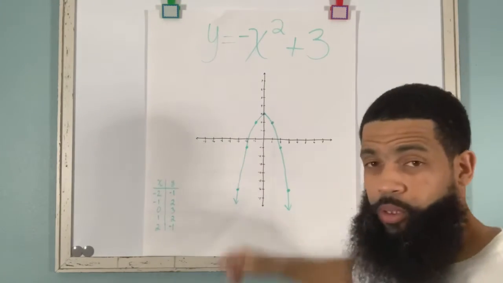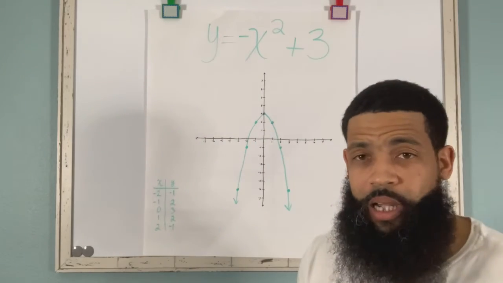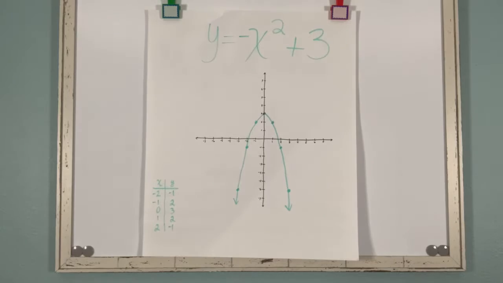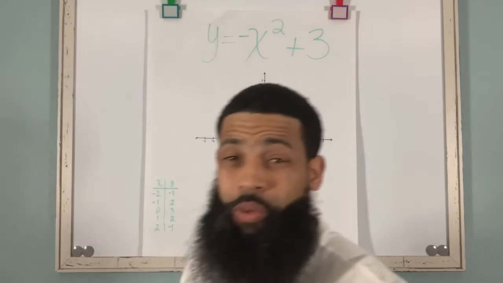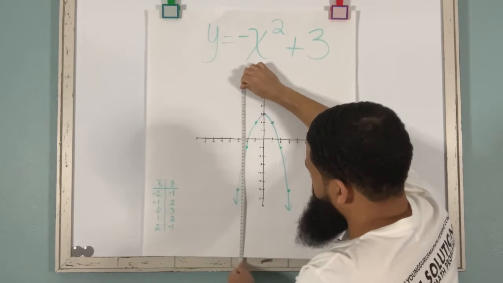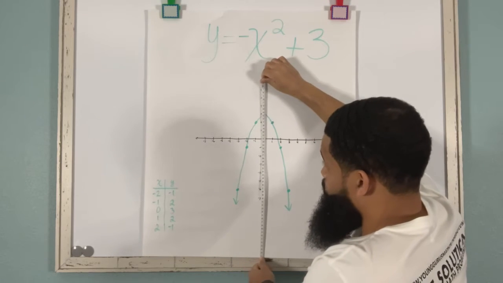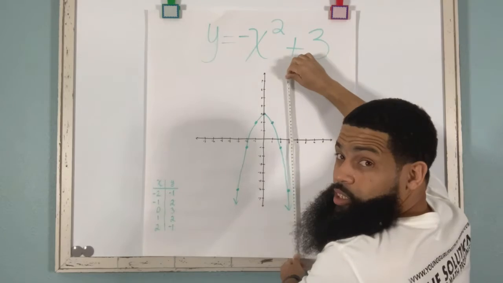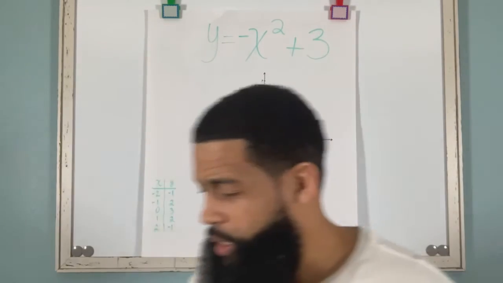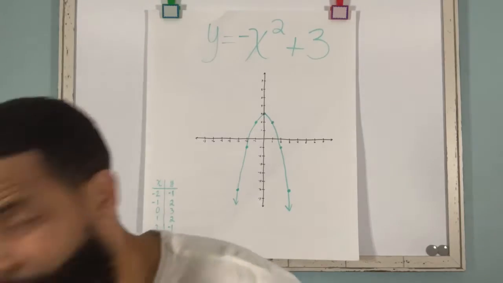It will not touch this parabola more than once at the same time. Now, it's typically easier to do it with a thinner vertical line, so I'll use this tape measure, for example. At no point when I drag this tape measure across that graph will it touch that graph at more than one point at the same time, right?